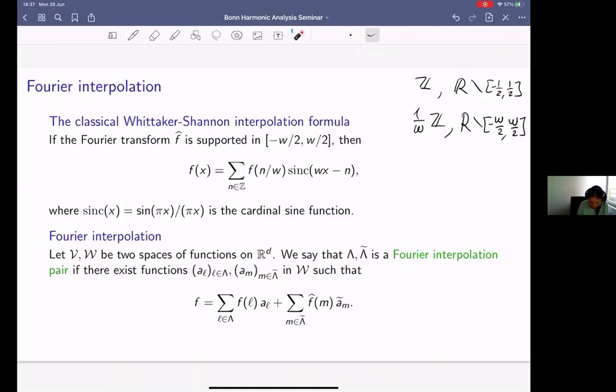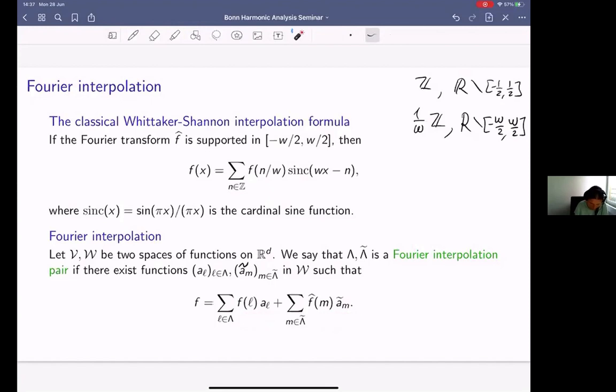And so we say that our pair is a Fourier interpolation pair if we can reconstruct function f from knowing its values at the set lambda, and knowing the values of its Fourier transform at the set lambda tilde. And we use these functions a and a tilde, sorry, here again a small typo, these might be different functions, a tilde. And so we are using functions a and a tilde as an interpolating basis.